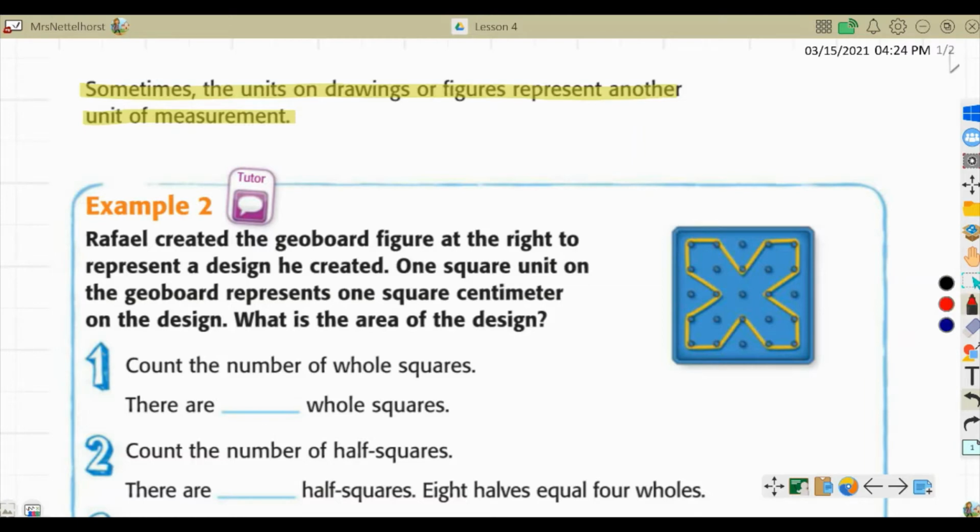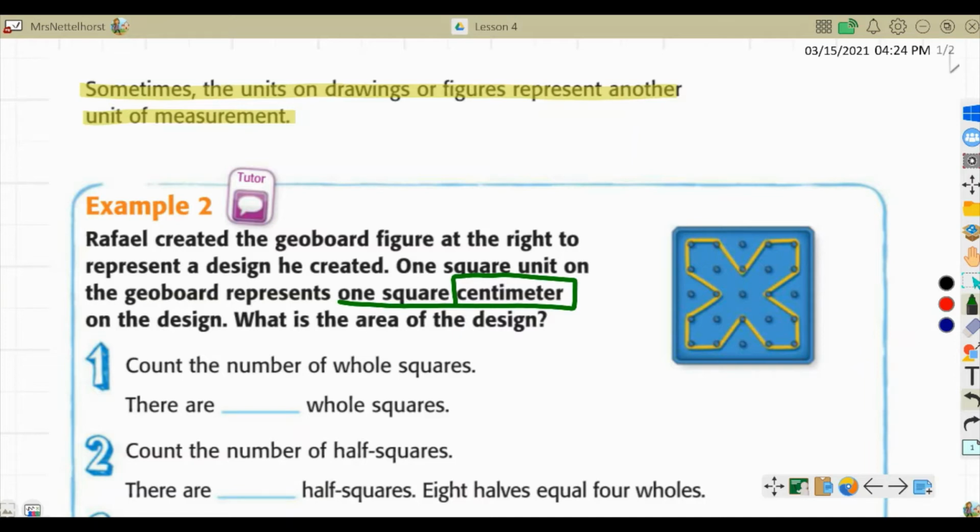Wasn't letting me go back to pen. Silly thing. Okay, so Raphael created the geoboard figure at the right to represent a design he created. One square unit on the geoboard represents 1 square centimeter. Here's your cornflakes right here. Okay, we're not just dealing with cereal now, we're dealing with cornflakes. We're more specific. It's not units, it's centimeters.